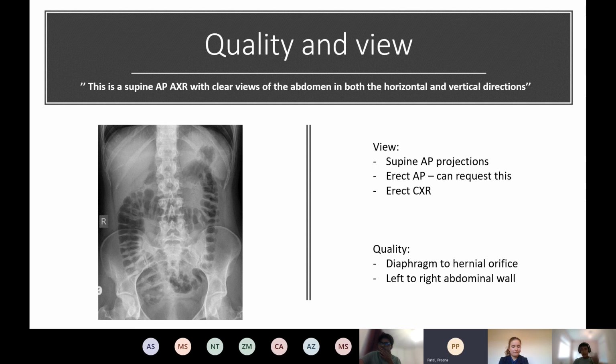So you just follow it across and it goes from black to black. With the diaphragm to hernial orifices, it's just from, can you see the bottom two ribs, to can you see their hips, basically. Okay. And if you're presenting, don't get bogged down in this bit, just say it's supine AP and I can see it clearly in both directions.